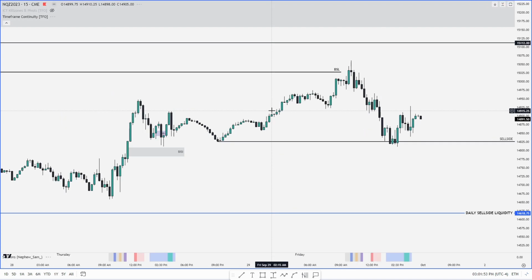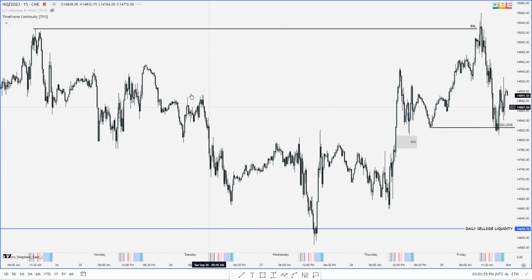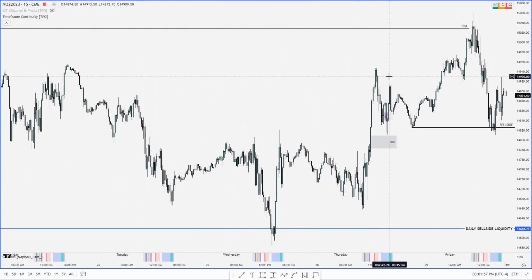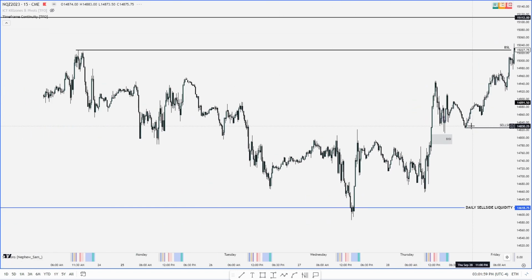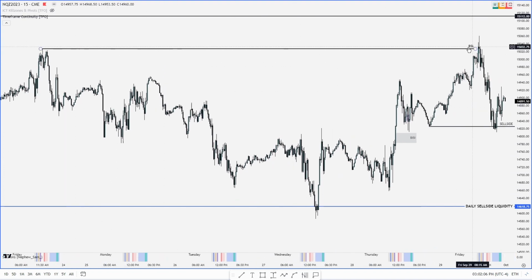You could also use the 15-minute chart to understand your market maker models as well, because sometimes you'll see these models form on the 15-minute chart, and if you're using the 1-minute or 5-minute as your entry time frame, this is also a good confluence to have with that structure.